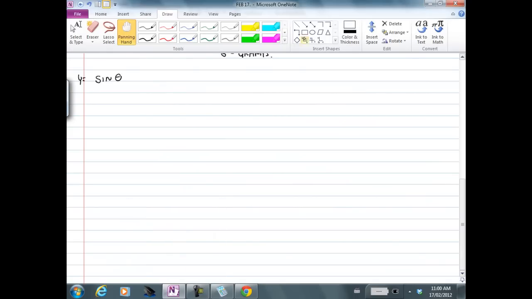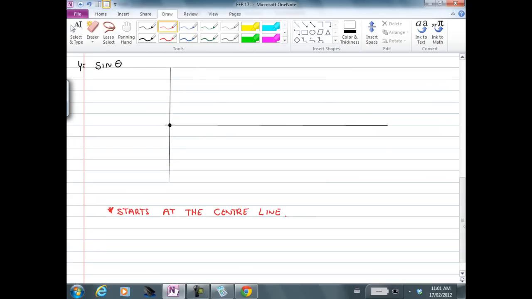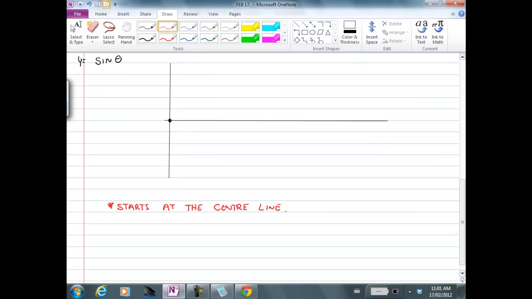So we're going to draw a few things down and I'm going to show you some labels. Let's draw a little grid. A sine graph starts at the center line. These are a few key points you need to know about the sine graph. It starts at the center line.